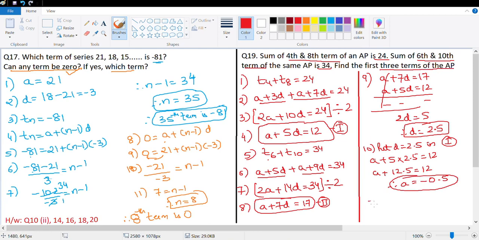Therefore, the first 3 terms are, the first term will be A, in this case negative 0.5. To this I will add common difference, which is plus 2.5, which means the second term will be 2. Next term, I'll add 2.5 more to this, which means it will be 4.5. And the AP will continue, but since they want only the first 3 terms, these are the first 3 terms of this given AP.